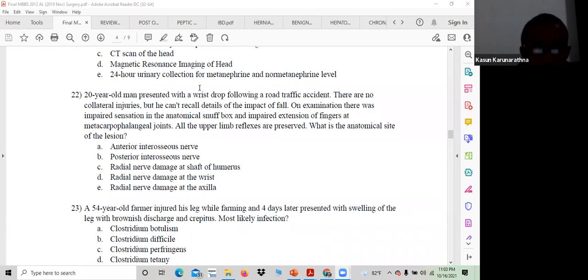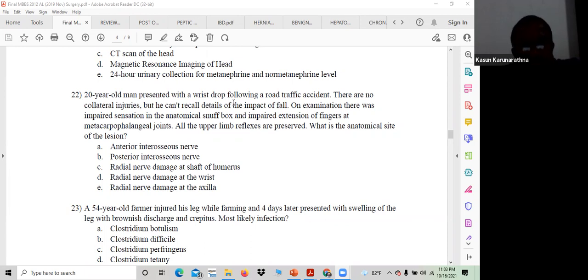There's a wrist drop, right? Patient comes with a wrist drop. In the examination, impaired extension of the metacarpophalangeal joint as well as the wrist drop. That means extensors of the wrist are also impaired. So the lesion should be above the elbow, because at the elbow level the radial nerve gives the supply to the extensors, right? So the lesion should be above the elbow level. So answer should be C, right?